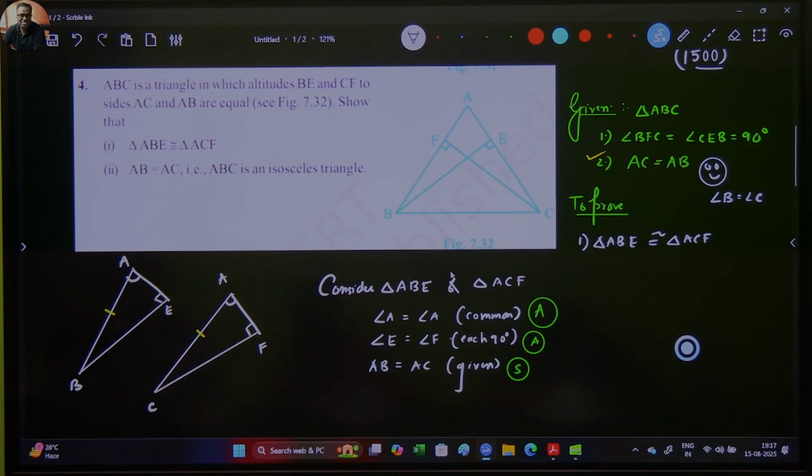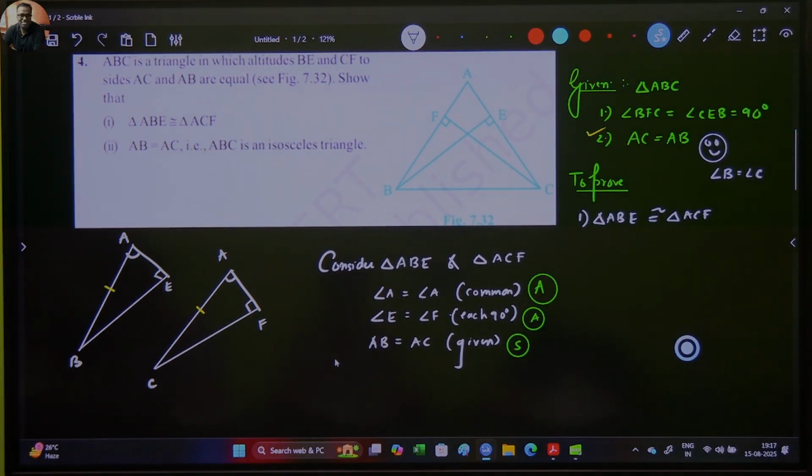So from here, what do we write? Triangle ABE is congruent to triangle ACF under the criteria AAS. Very good. उसके बाद क्या प्रूफ करने बोला है बोलो तो? That is ABC is a right angle triangle. Now AB is equal to AC. But wasn't AB equal to AC given? Sir, बोला AC equal to AB. No.